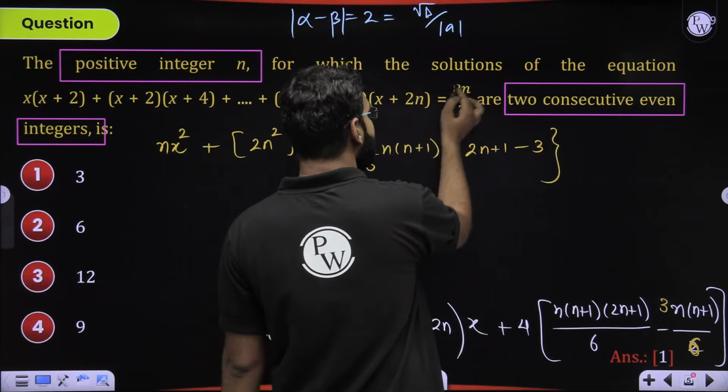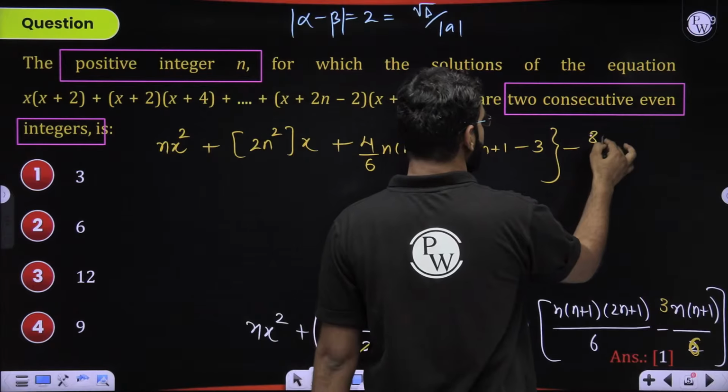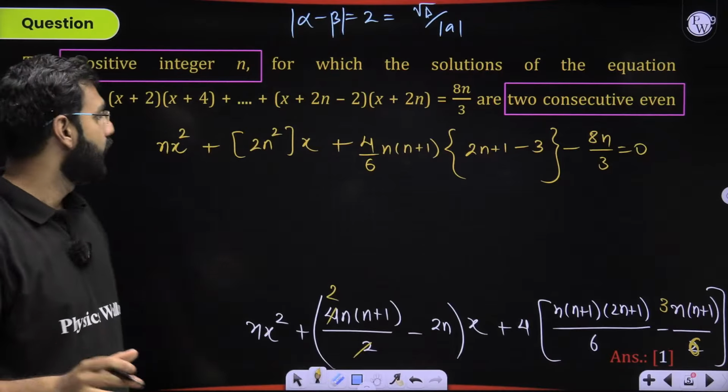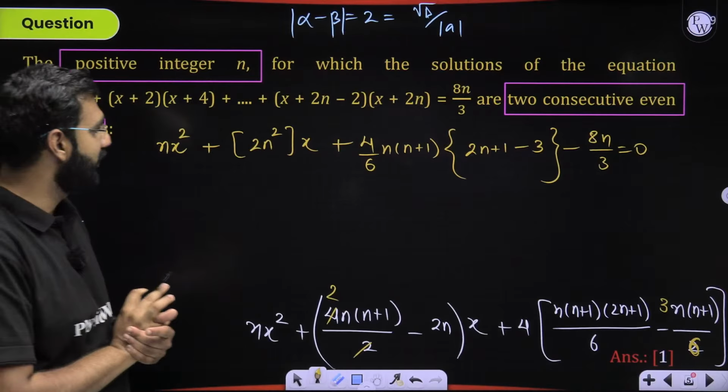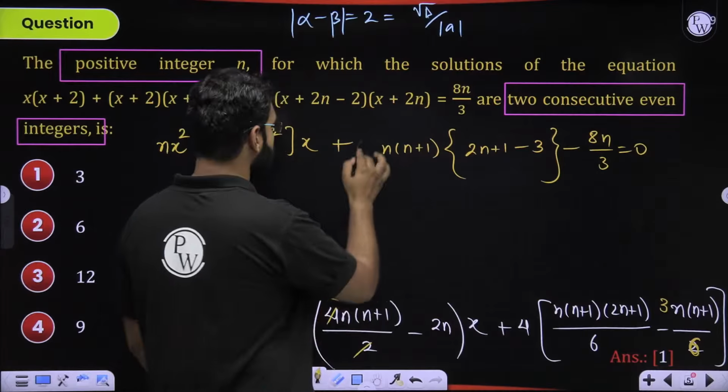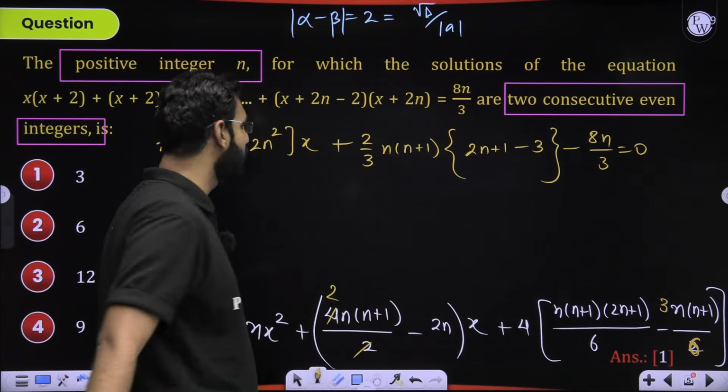And this 8n by 3 which was there on the right hand side is also taken on the left hand side. I hope you are understanding it comfortably, all the participants. Now from here I'll do some more simplification. Can we do so? With that, I hope first of all this 4 by 6 can be written as 2 by 3. Nothing wrong with that. Everybody with me on this?